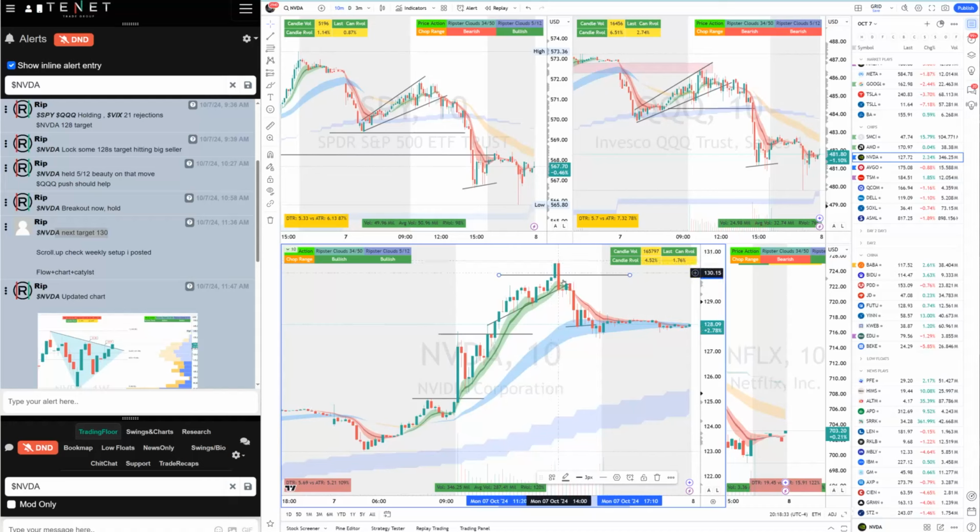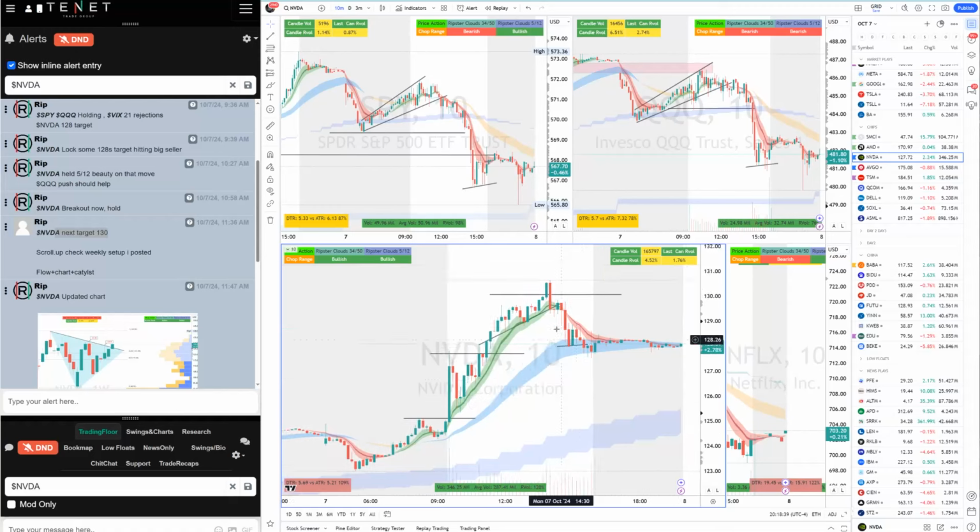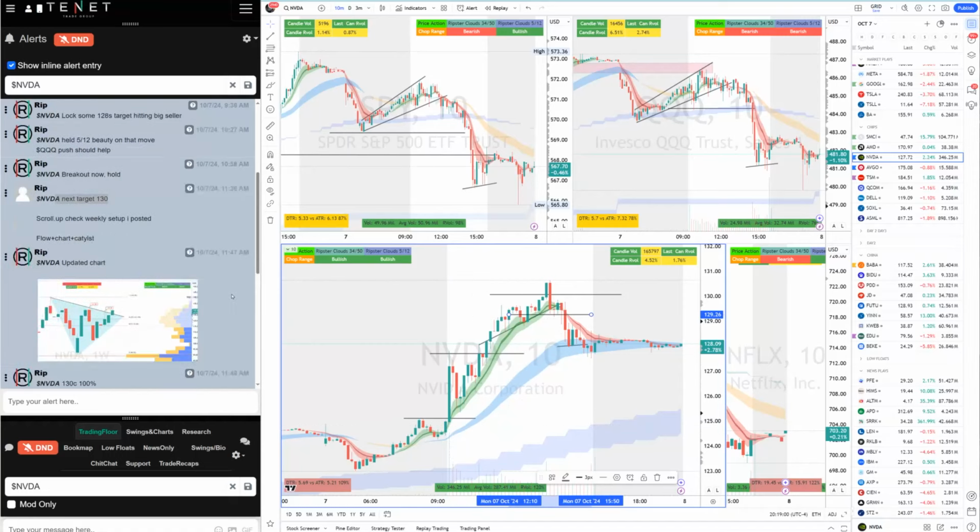I added a little more here because I was looking for a bigger push. It didn't really push. It went 50 cents, right? If you want to scalp 50 cents, that's fine. But then it pulled back and it breaks this level, and then I'm out. I'm out here, right? So you start from here at 125, 126, and you make $4 per share, and you're out, right? Of course, you scale out on the way, and you could trade NVIDIA all day, right?